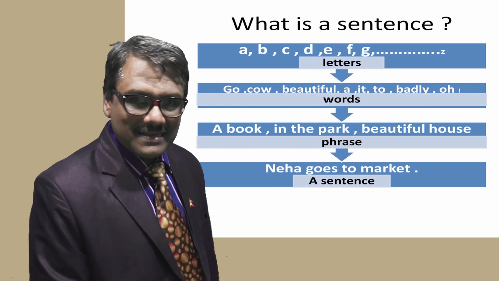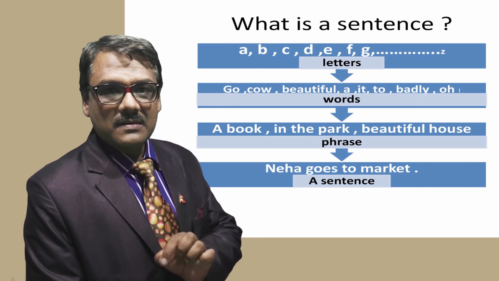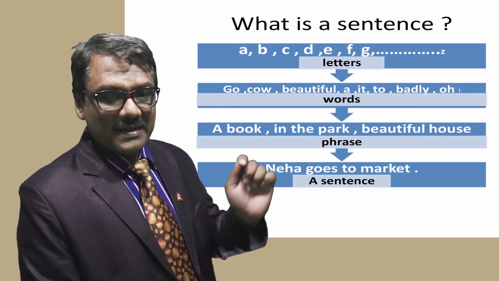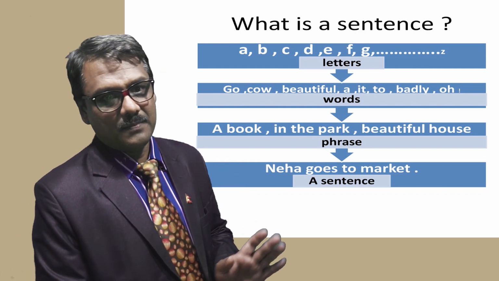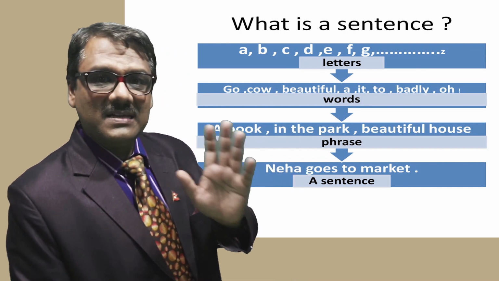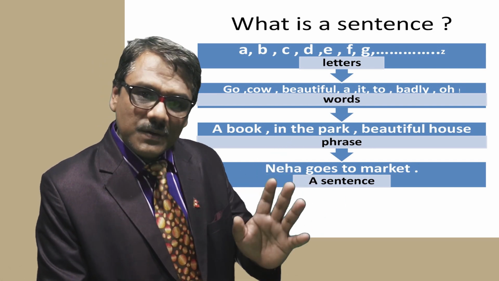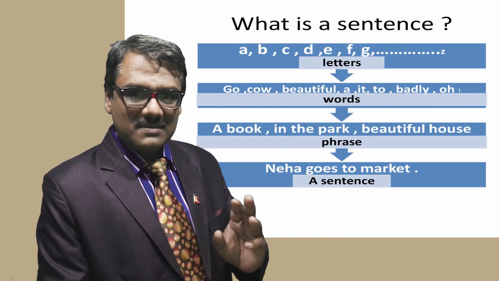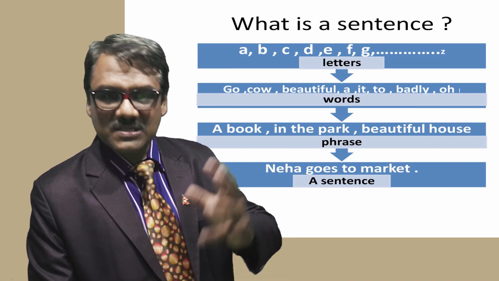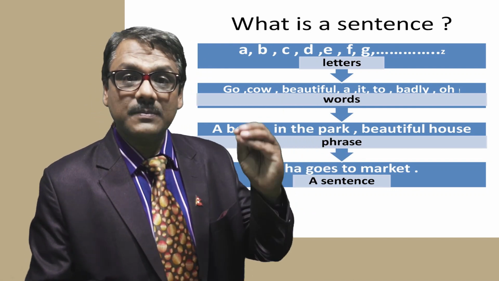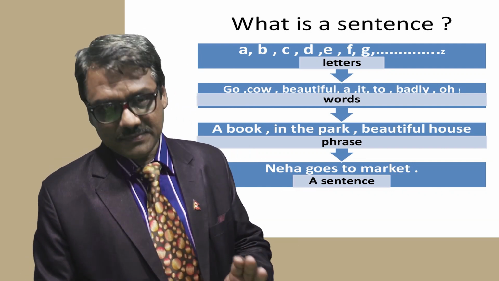Neha goes to market. And now we are talking about this label, this label of the words. Okay. Neha goes to market. This is a sentence. Because if you say A, B, C, D, E, those are just letters. If you say go, cow, although these have some meaning, if you say go, cow, beautiful, all, eat, too, like this, if you say some words, they are also meaningful units, but they are not complete in themselves, right?